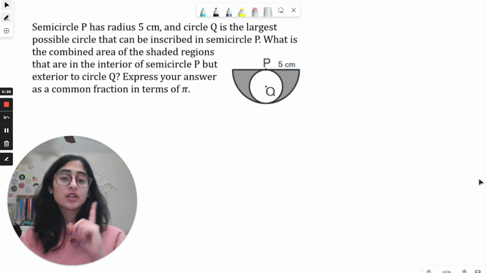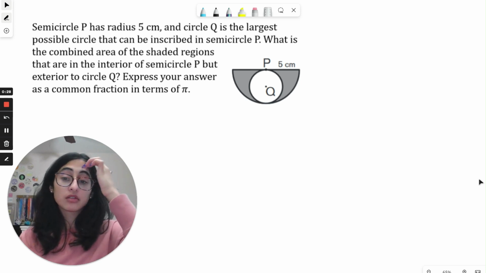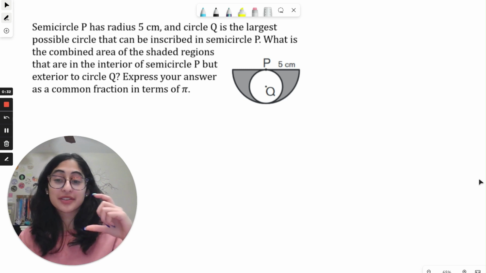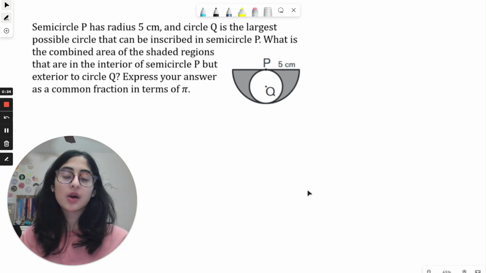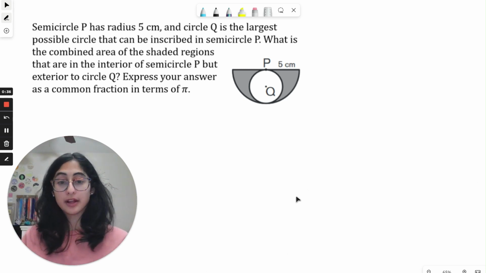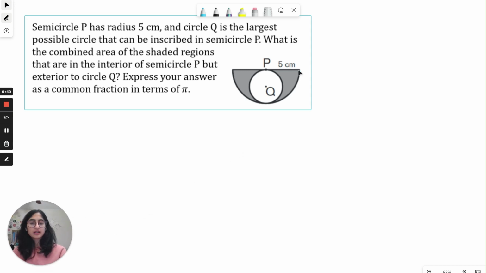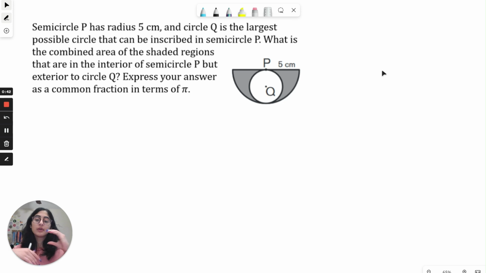So if you look at those shaded regions, the first thing I'm going to point out is we do not have a formula for those specific regions. So we're going to have to figure out how to find the area a different way. Well, if you notice, we're trying to find those shaded regions. If we want to find the area of those, well, that's the, remember, interior of semicircle P, but exterior of circle Q. So we could just find the area of semicircle P and then subtract the area of circle Q.